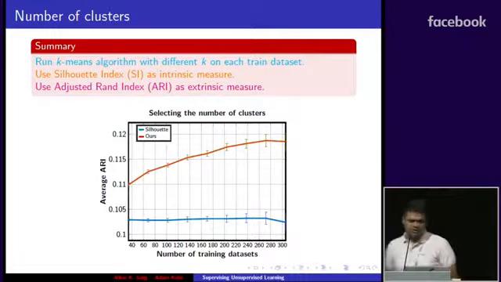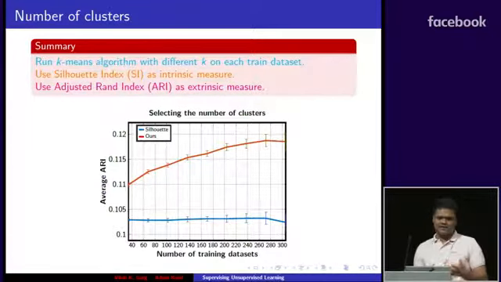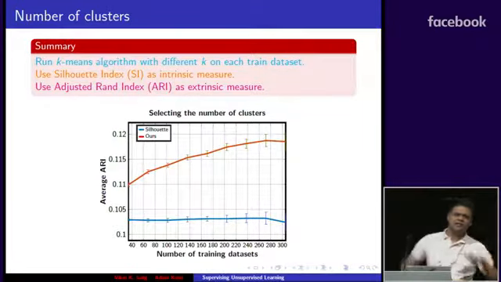We decided to test our algorithm on the number of clusters. So if you fix the k-means algorithm and you run different k, it could be on a log scale, it could be on a linear scale, whatever you might feel appropriate. We use the silhouette index as the intrinsic measure for this problem, and the adjusted rand index as the extrinsic measure, and then you learn the mapping.